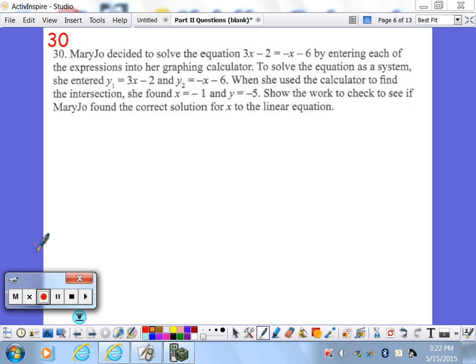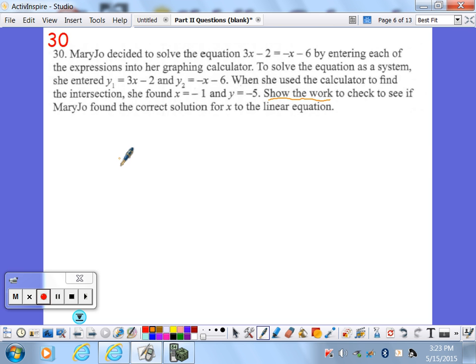Okay, number 30. Mary Jo decided to solve the equation 3x minus 2 equals negative x minus 6 by entering each of the expressions into her graphing calculator. To solve the equation as a system, she entered the first expression as y1 and the second one as y2. When she used the calculator to find the intersection, she found that x equals negative 1 and y equals negative 5. Show the work to check to see if Mary Jo found the correct solution for x to the linear equation.